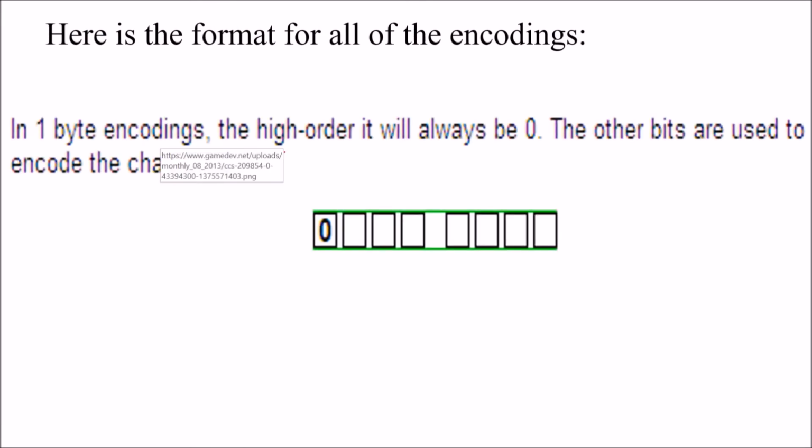Let us see the format of all the codings. This is the 1 byte encoding in UTF-8. Please see, this 0 is fixed. The high order bit will always be 0. The other 7 remaining bits are used to encode the character. That is why I am saying the 1 byte encoding of Unicode is exactly similar to ASCII.